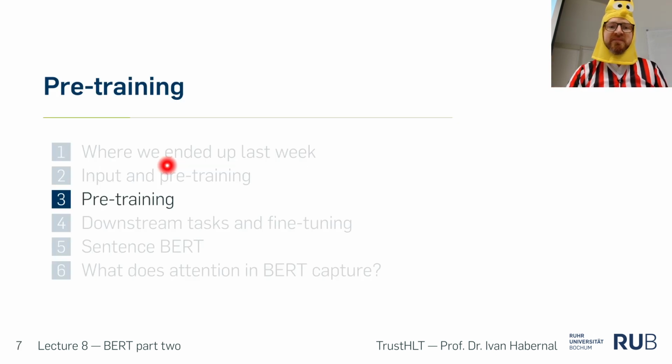Okay, so let's talk about pre-training. How do we train this model? Why is pre-training interesting? Remember, static word embeddings were trained just by using plain text.